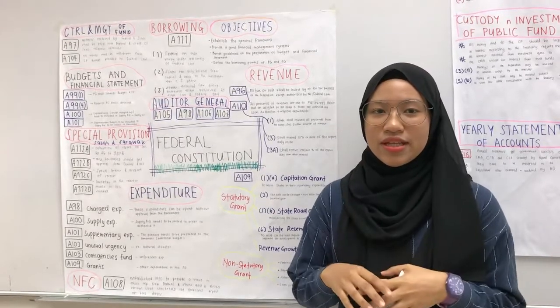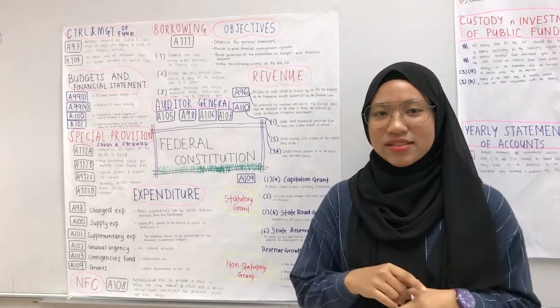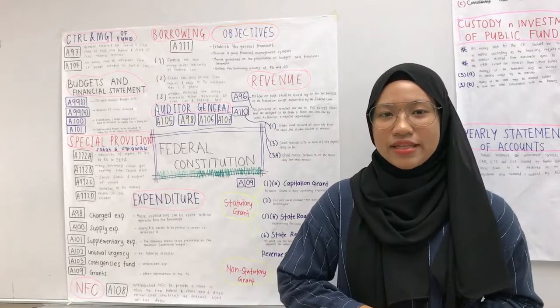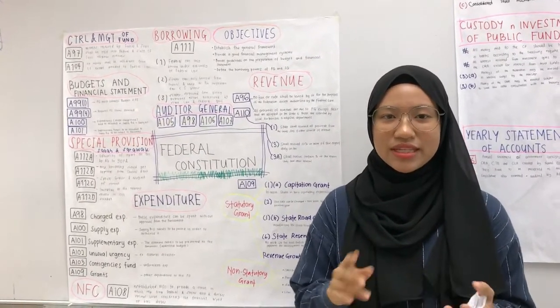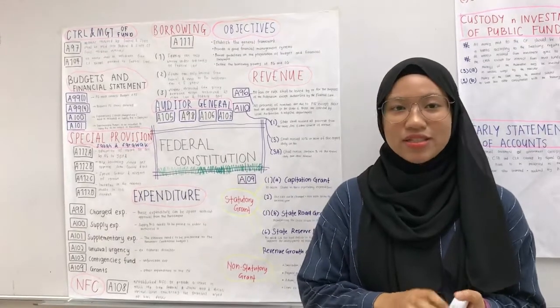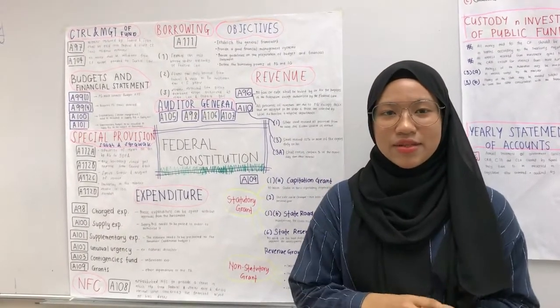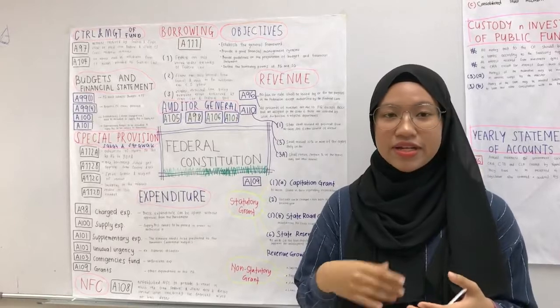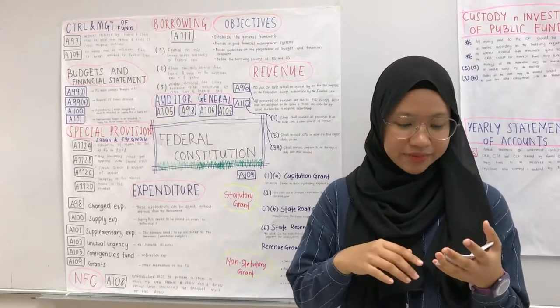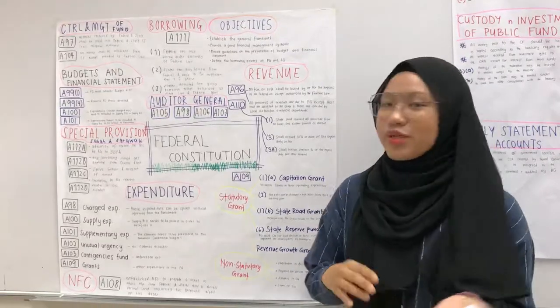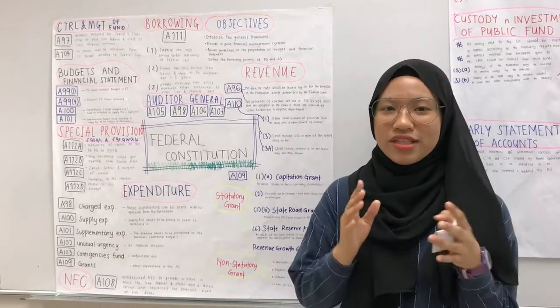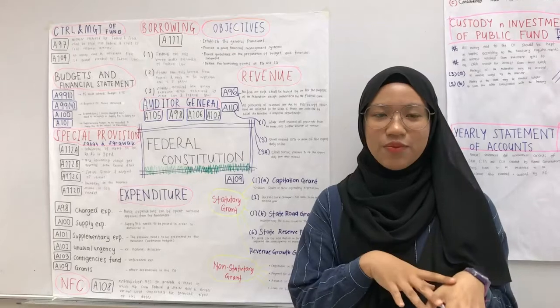In this provision, there are 17 articles which are specified in Article 96 to Article 112. This provision acts as the basis of managing the financial aspect of the government. Now, we should know the objective of this financial provision.